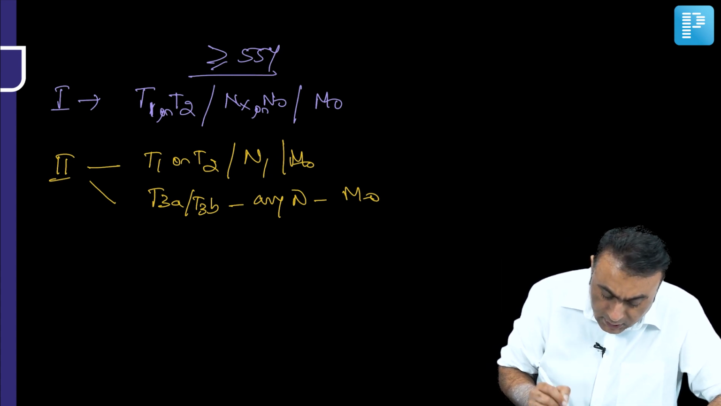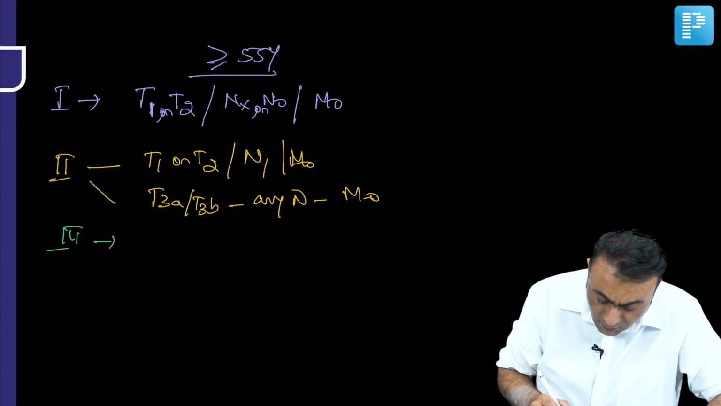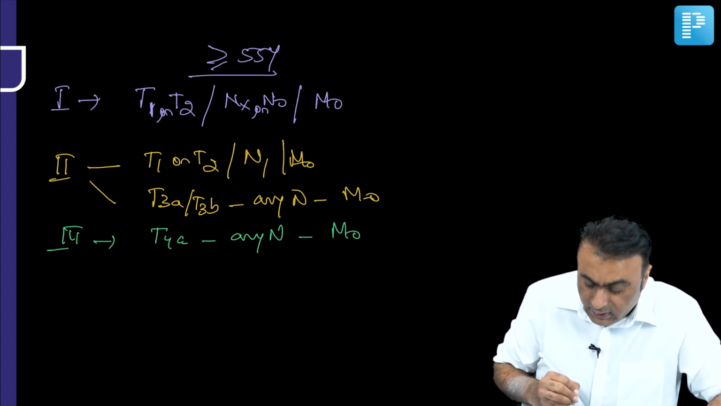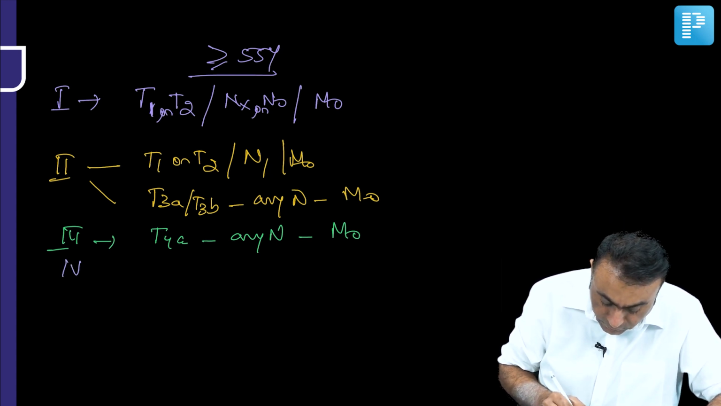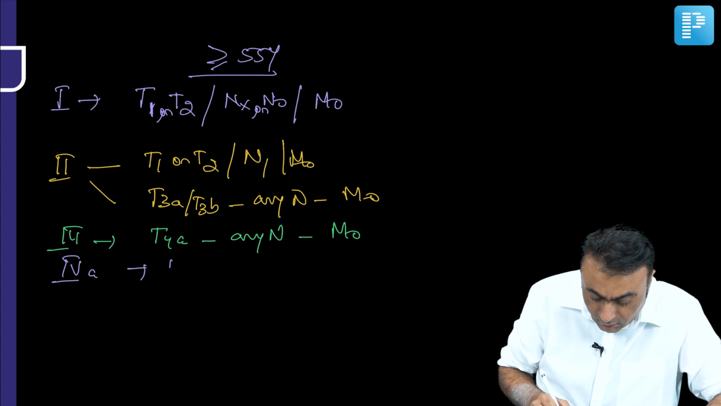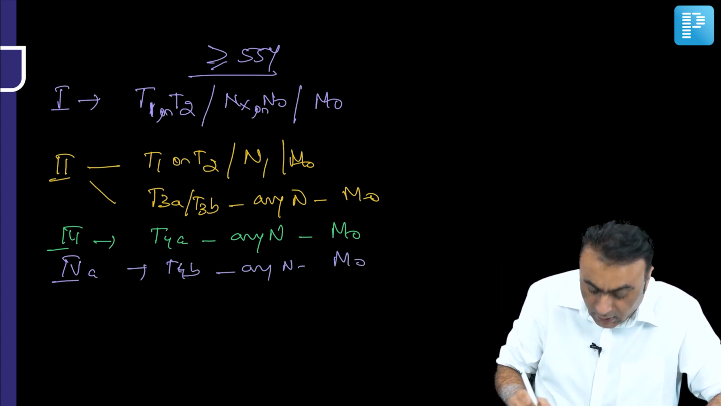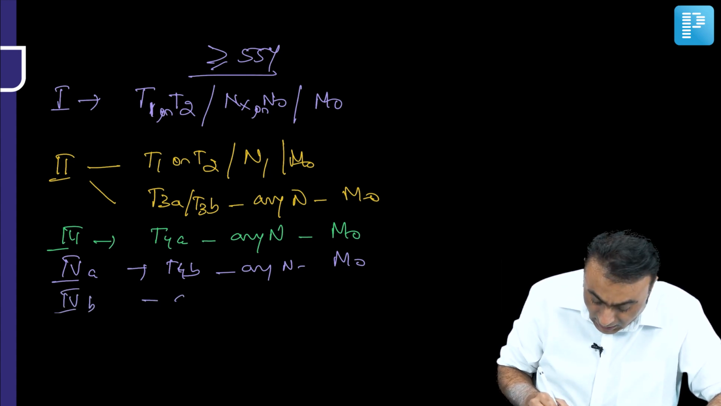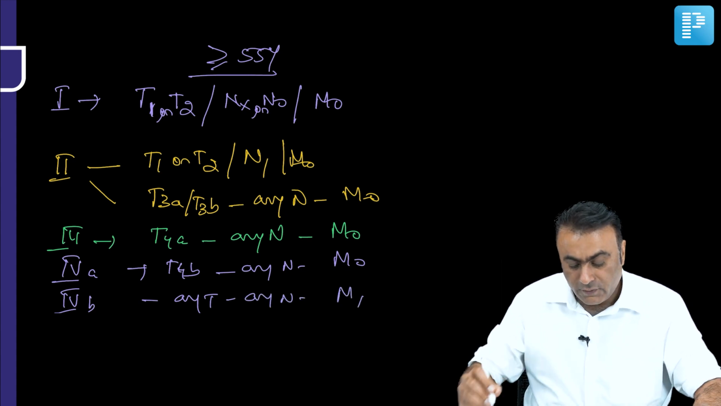Then what is stage 3? We have done till T3b, so now it will be T4a, any N, whether it's N0 or N1, and M0. That is stage 3. Then comes stage 4A: T4b, any N and M0. And the last one is stage 4B: any T, any N and M1.